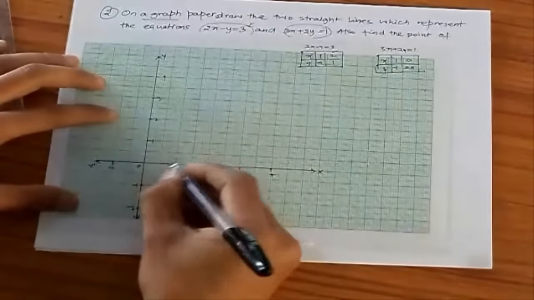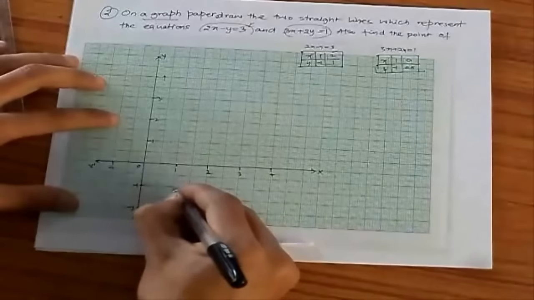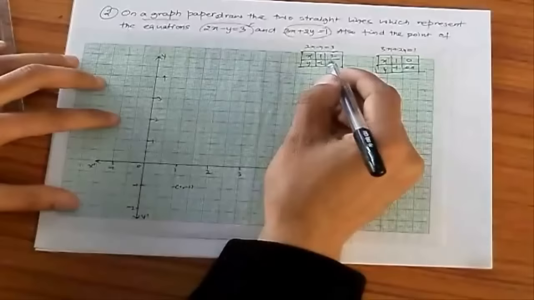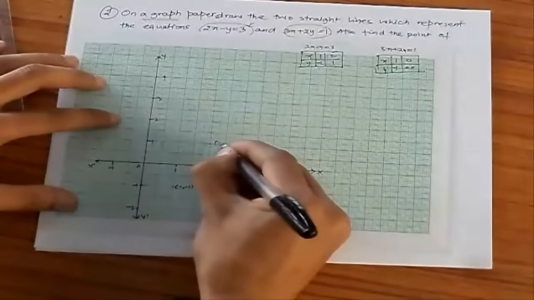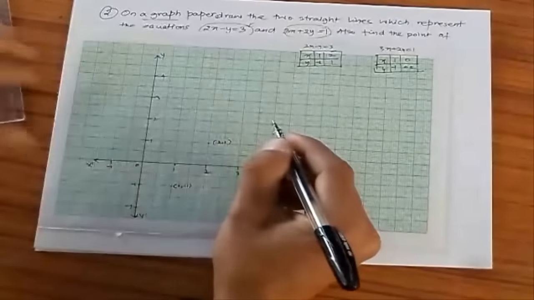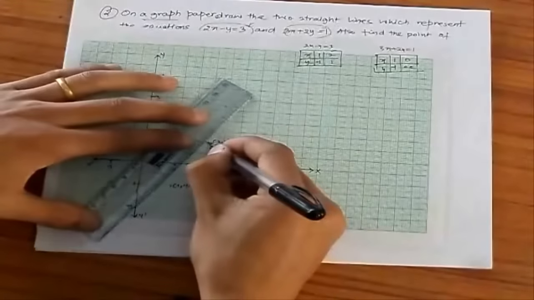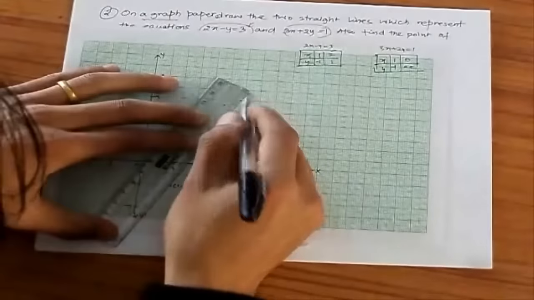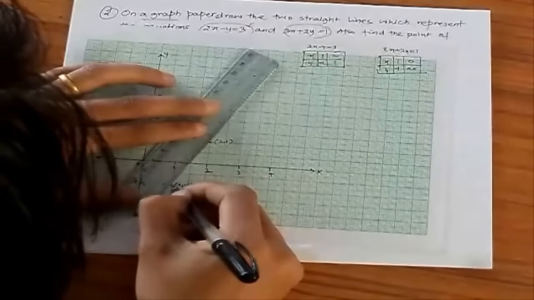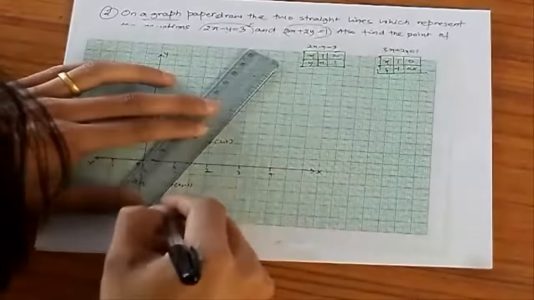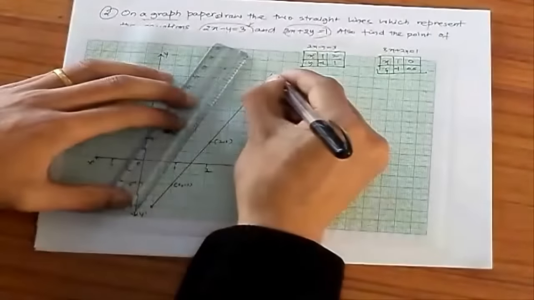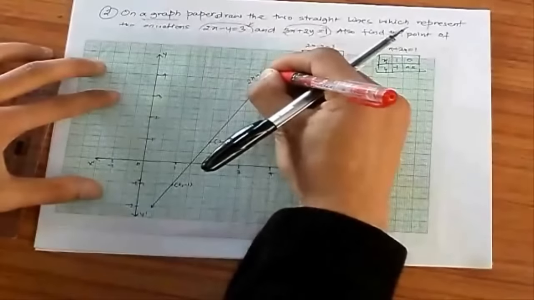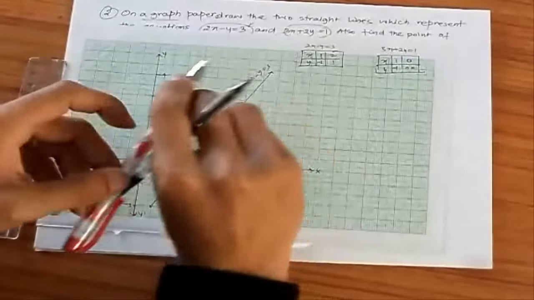So when x equals 1, y equals -1. 1 comma -1. Then when x equals 2, y equals 1. We are going to join these 2 points. When you join the points, you should be very careful, because the line should exactly go through the point, not simply touching. So what is the name of this graph? 2x minus y equals 3.